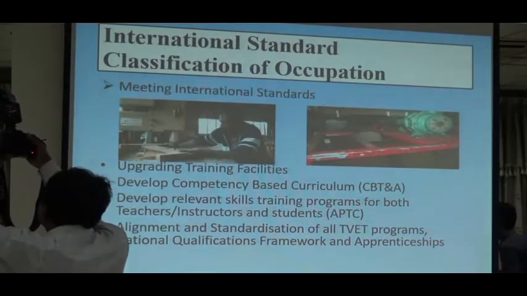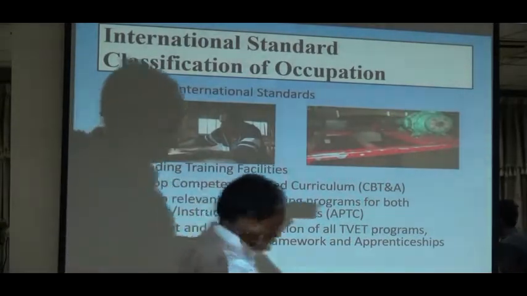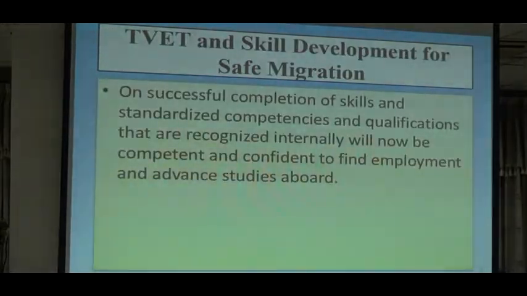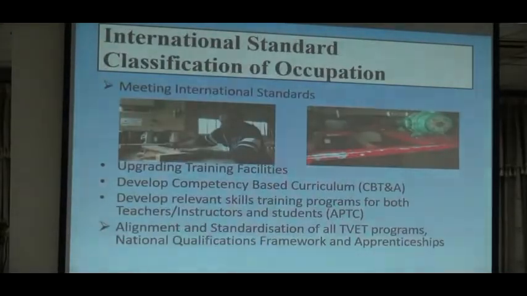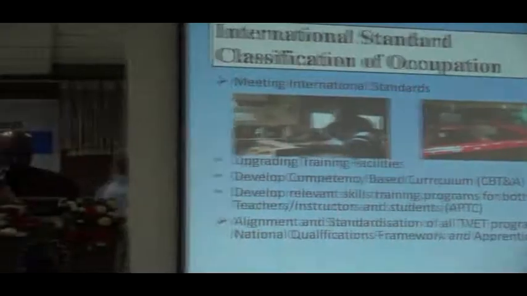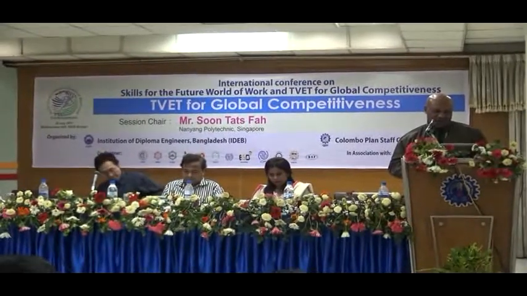Our training facilities, as you can see, some of the facilities that we have are very, very old. Now that we are going into modernization, new higher technology, and more advanced technologies being used, what the government is doing is trying to at least equip our training institutions and upgrade those facilities.